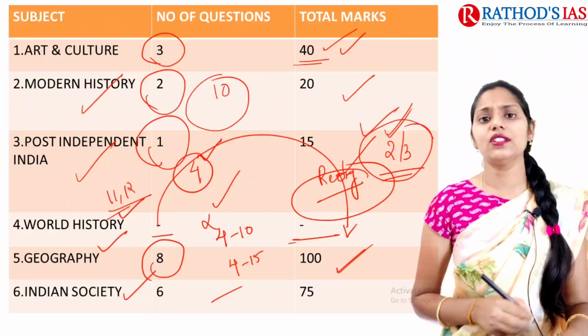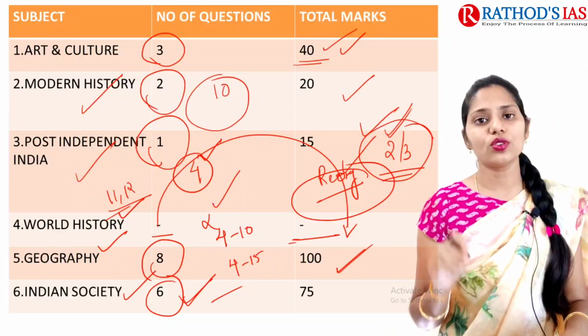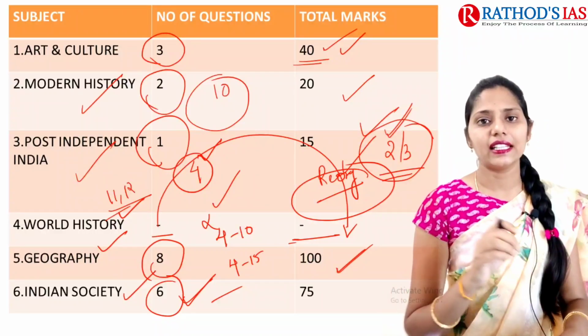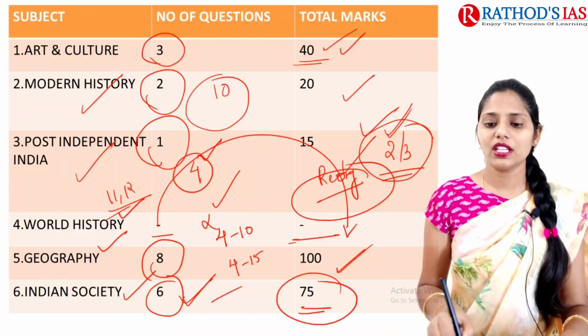And next one is Indian society. You got 6 questions, and most of the questions are based on your understanding of recent happenings and just some brief idea regarding the static syllabus of your society. And it contributed about 75 marks.